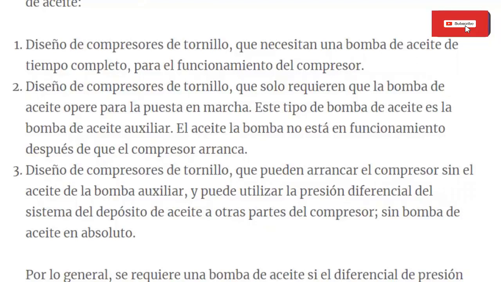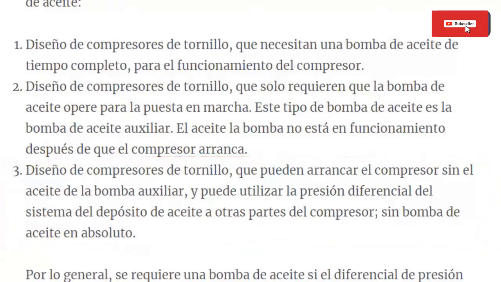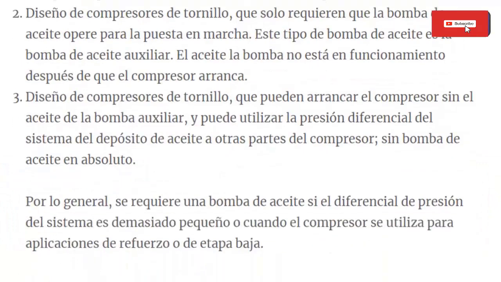3. Design of screw compressors which can start the compressor without the auxiliary oil pump, and can use the differential pressure of the oil tank system to supply oil to other parts of the compressor, without an oil pump at all. An oil pump is usually required if the system pressure differential is too small when the compressor is used for boost or low stage applications.